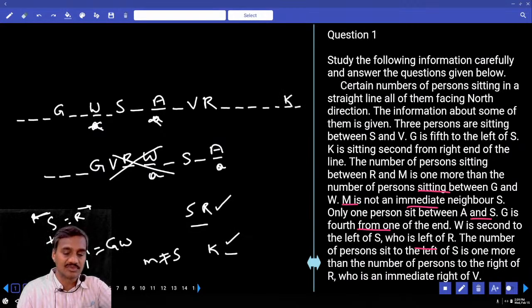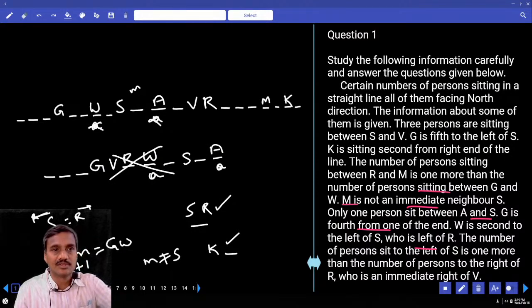K is seated second from the right. And M and S are not adjacent to each other. And R and M, G and W: how many people are there between G and W? There are exactly 2 people. And between R and M, how many people we need to have? 3 people. Now 3 people between R and M must be here. If M is here, M and S are adjacent, but M and S are not adjacent to each other. So 1, 2, 3, M must be at this place. Done?